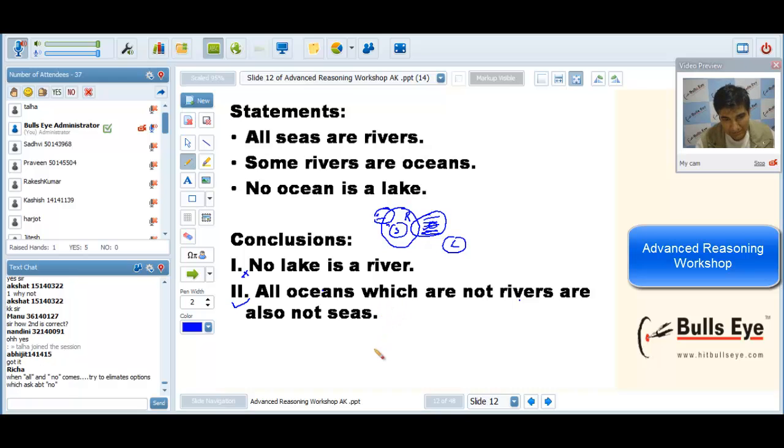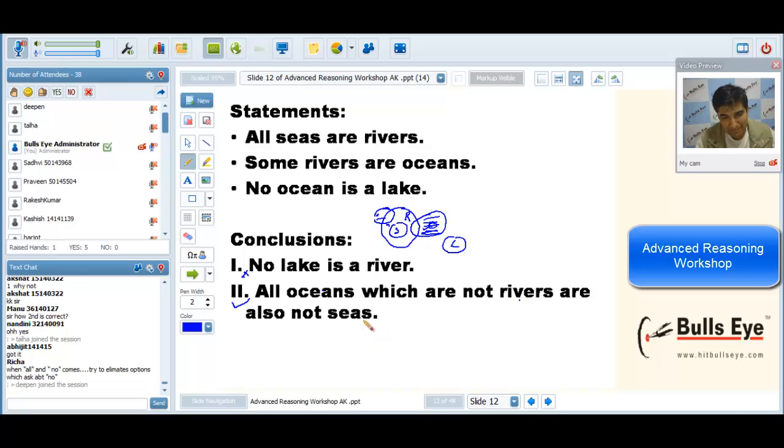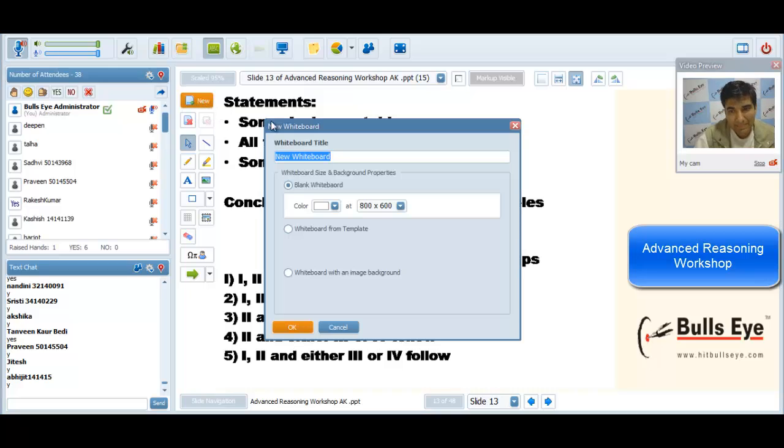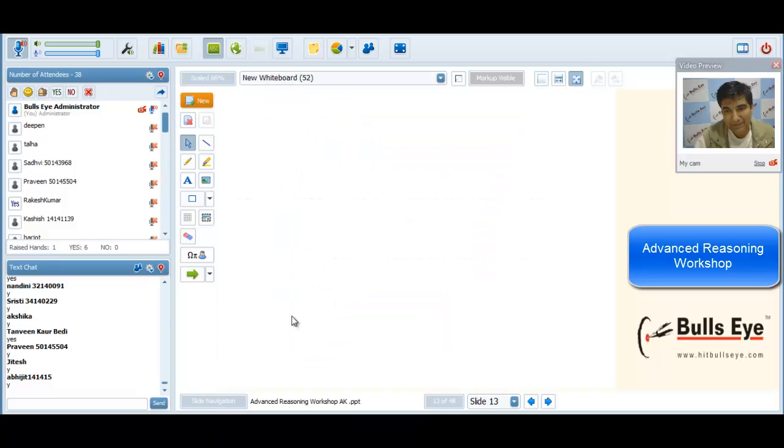Yes, Manu? Is it okay? People, can we go to the next question? Now people, before attempting this question, let's understand one more concept in syllogisms, which is called a complementary pair. Now, what is a complementary pair?